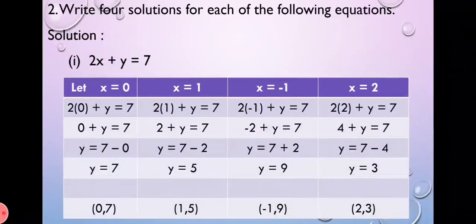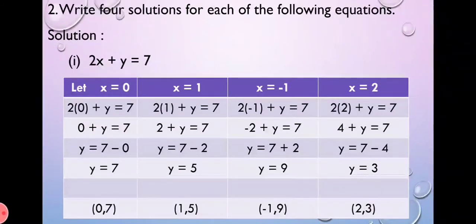Here I have drawn a table. If you are comfortable drawing the table, you can draw the table. Either way, you can take two different values of x and then solve. So let x equal to 0. First we have supposed that the value of x is 0. Now inserting the value of x in the given linear equation, we get 2 into 0 plus y equal to 7. Solving further, we see that 0 plus y equal to 7, because 2 into 0 is 0. That is y equal to 7 minus 0, so y equal to 7. So the first pair of solution is 0 and 7.